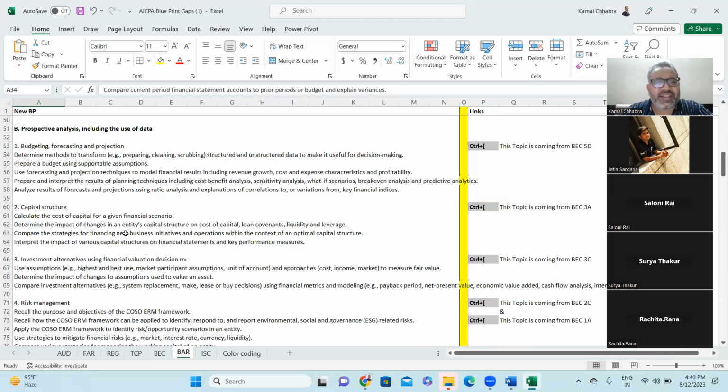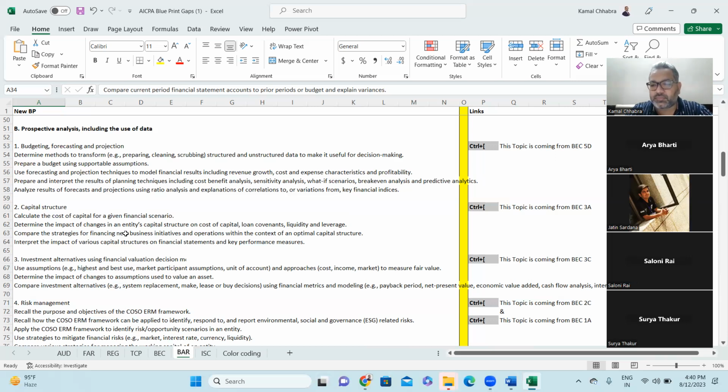Okay, so the next topic which we have is the prospective analysis, including use of data, that means data analytics. So in that, we'll be understanding budgeting, forecasting, and projections. Have you heard these terms before? Budgeting, forecasting, projections. Yes. What is budgeting?